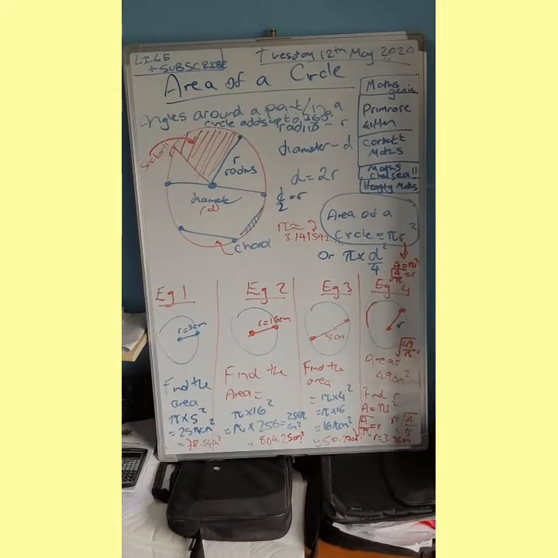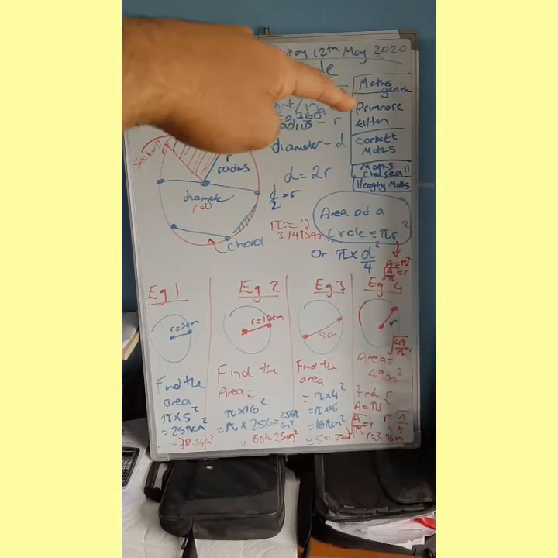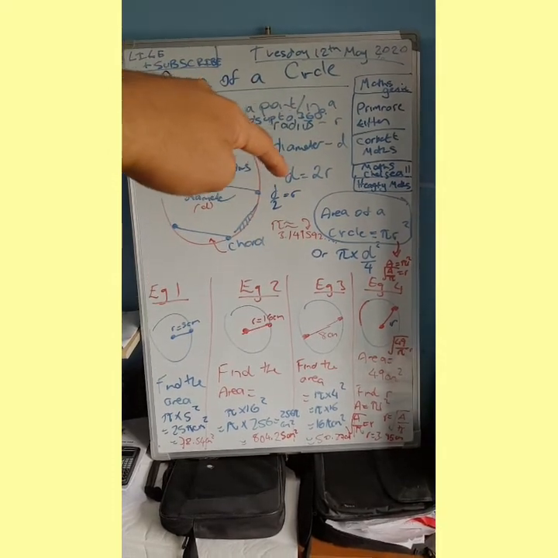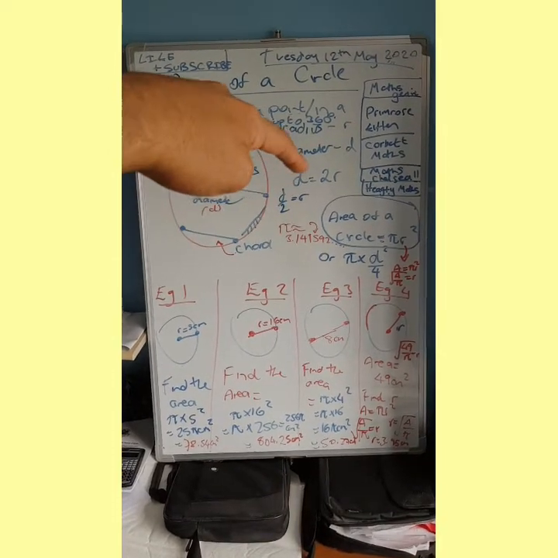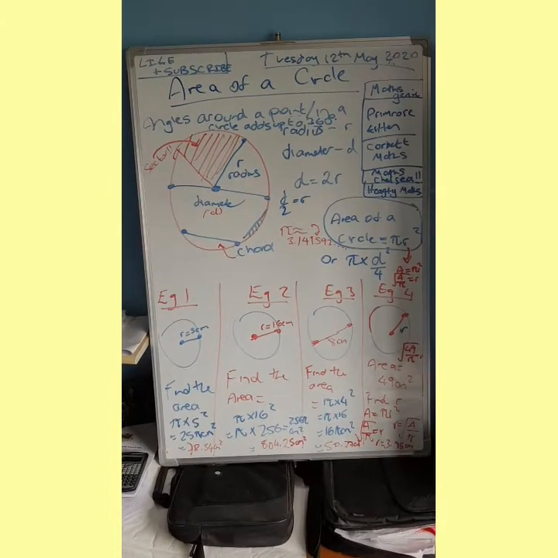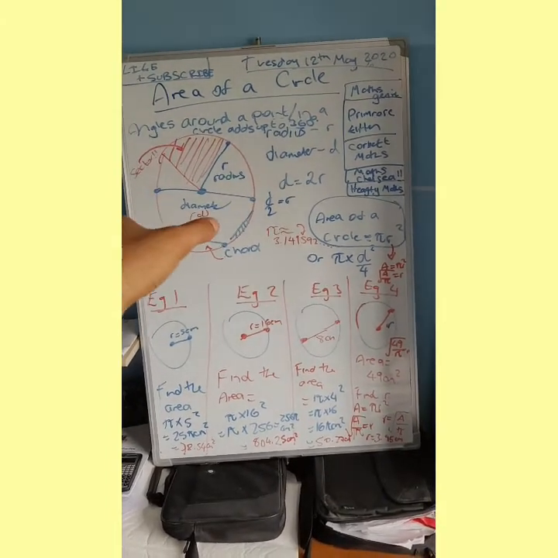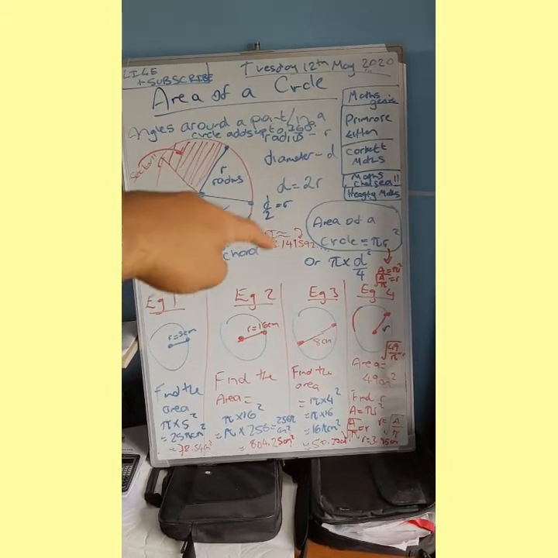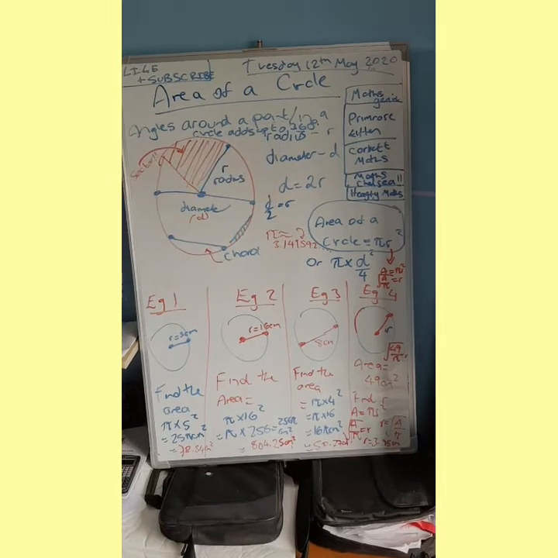Right guys, so radius is r, d is diameter. Remember, diameter is twice the radius, so radius is half of the diameter. If you're ever given either the radius or diameter and asked to work out the other variable, then you can just rearrange this appropriately to work out what you want.